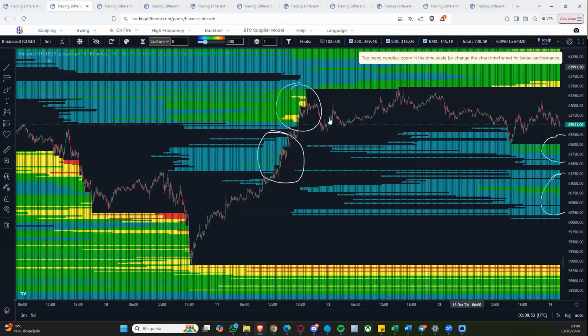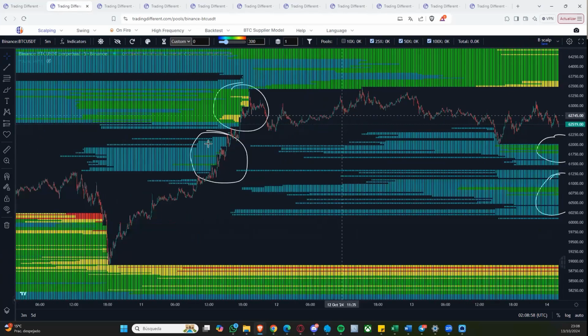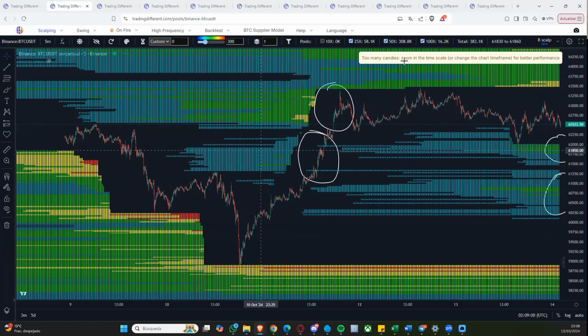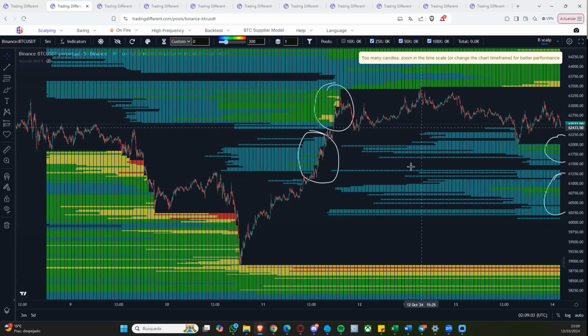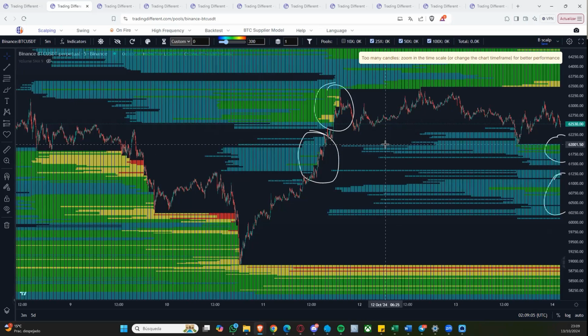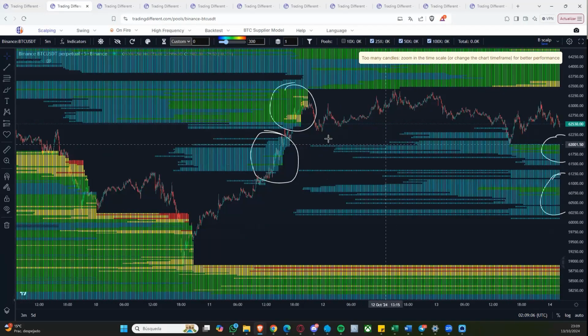In the graph, each of these lines represents a value greater than 300,000, regardless of color. A message will also appear asking you to zoom in a little more to optimize viewing. This helps the liquidation heat map load more clearly.